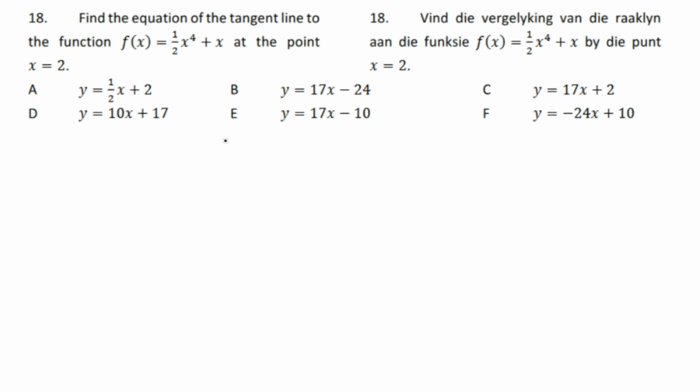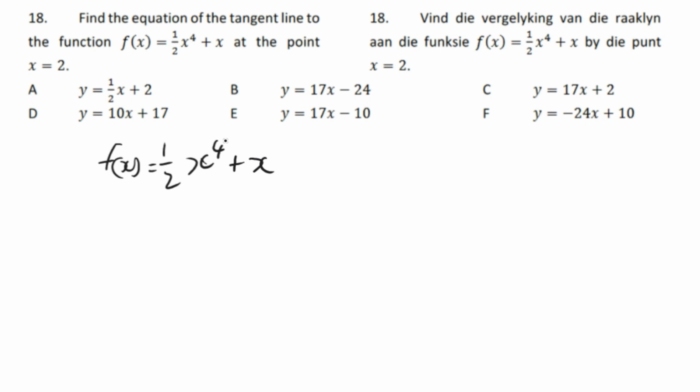So number 18 was saying if f of x is 1 over 2 x to the power 4 plus x, now find the equation of a tangent line to that function f of x at x equals 2. You want to find it at x equals 2, right? Okay. What you can do is you must first find the first derivative of this function f of x. F of x is given by 1 over 2 x to the power of 4 plus x.